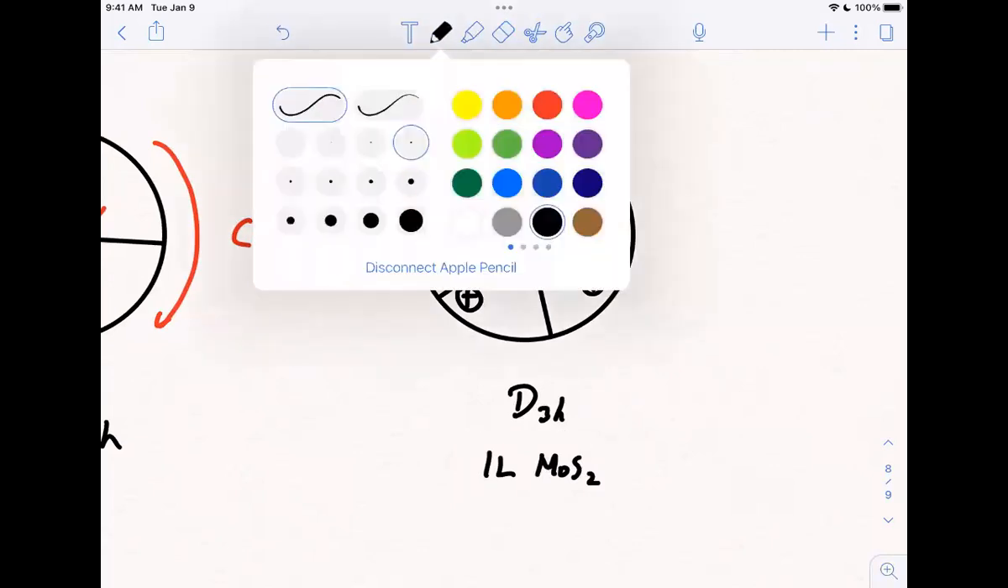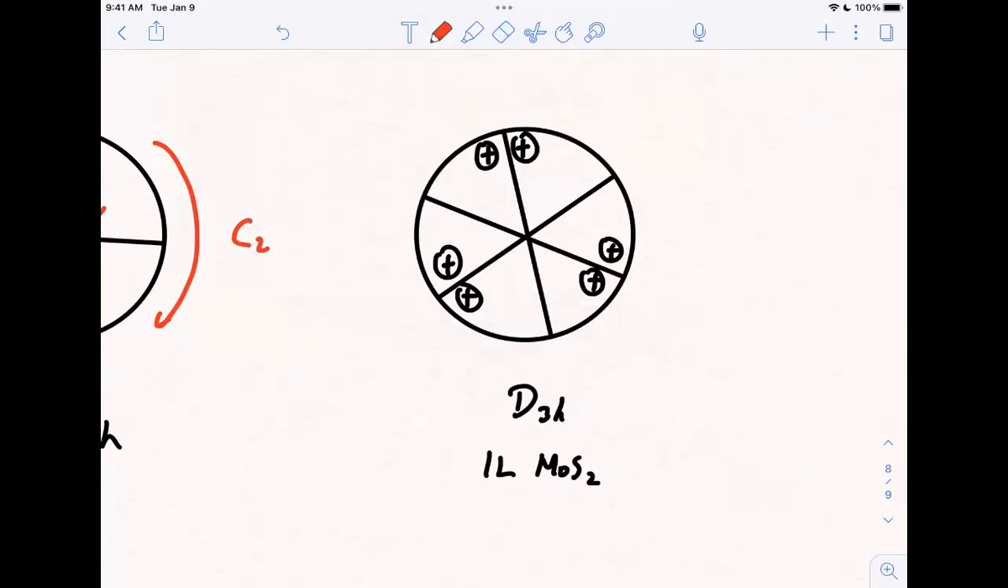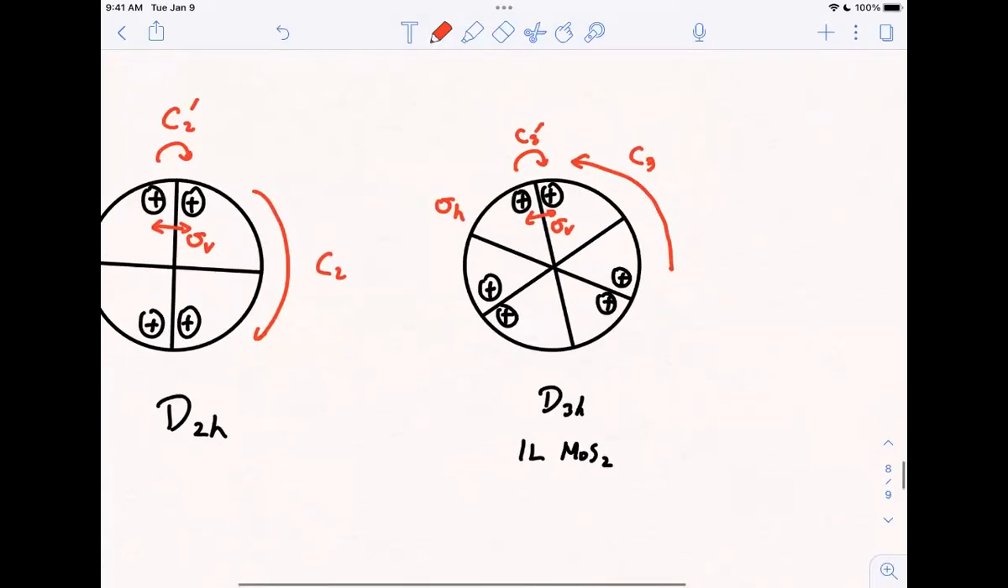Okay, so how many symmetries are there? So you have C3, and then here you have C3 prime, and then you have a vertical, and then you have the mirror symmetry. You can go and check the MOS2. You have the lattice, right? You just check them one by one. You have all of these symmetries in MOS2.